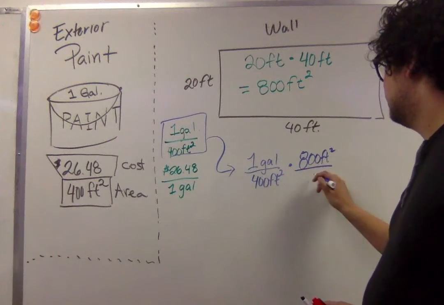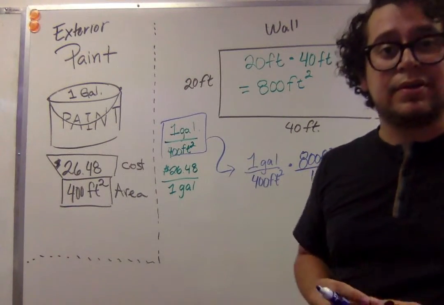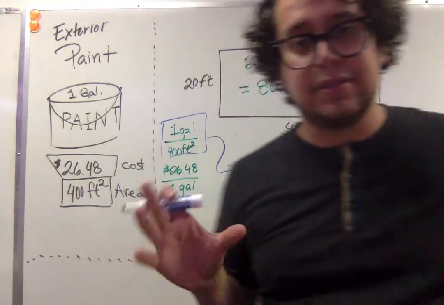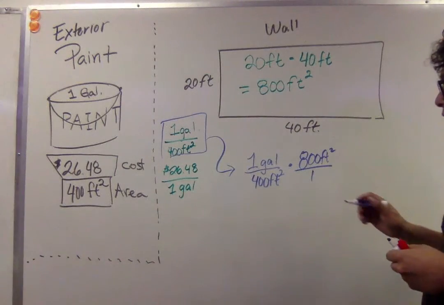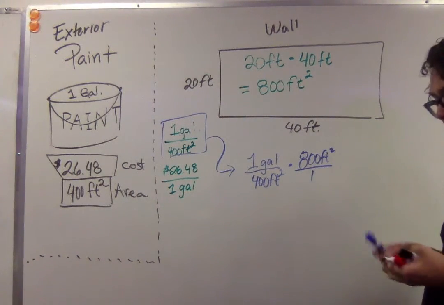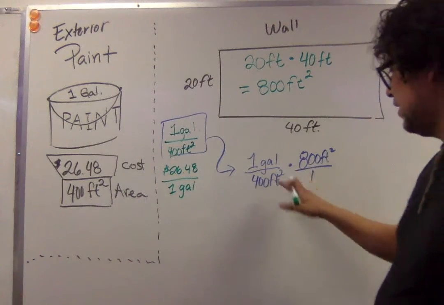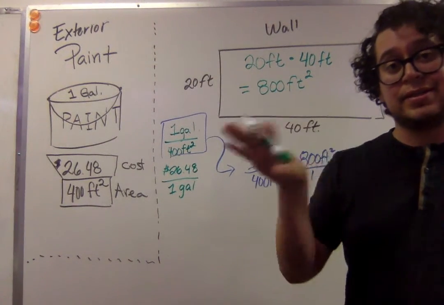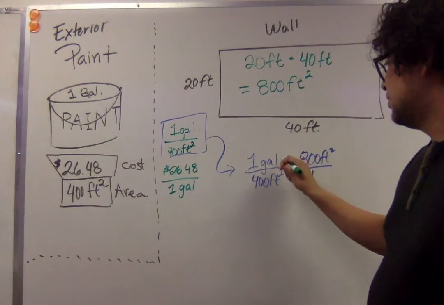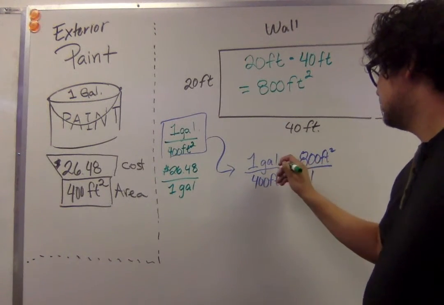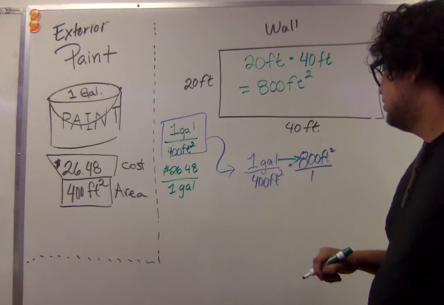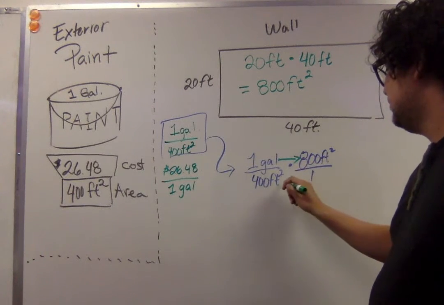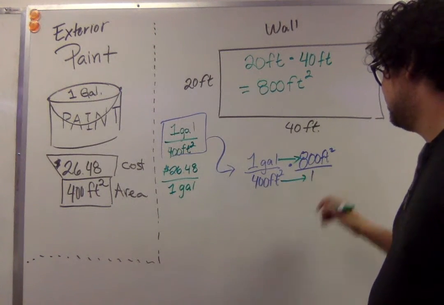And I'm going to put this over 1. When I divide by 1, nothing's changed, okay? It's still the same amount. And if we remember, when we're multiplying fractions, I turned this into a fraction because it makes my math problem a little bit easier to see what I have to do. Okay, so I can do 1 gallon times 800 feet squared and 400 feet squared times 1.